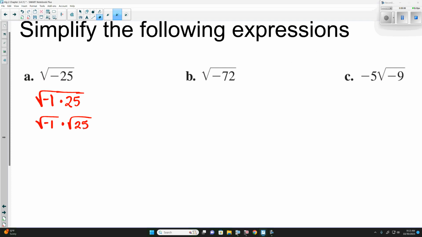What's the square root of 25? 5. And what did we just say the square root of -1 is? i. Because the square root of -1 is i. So the square root of -25 is 5i. Questions on this here?